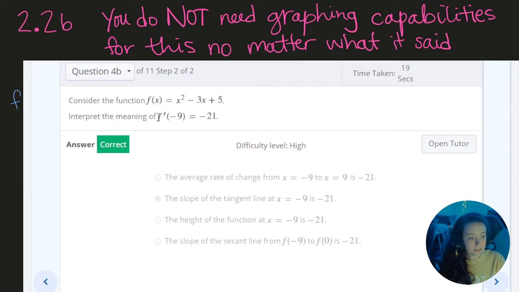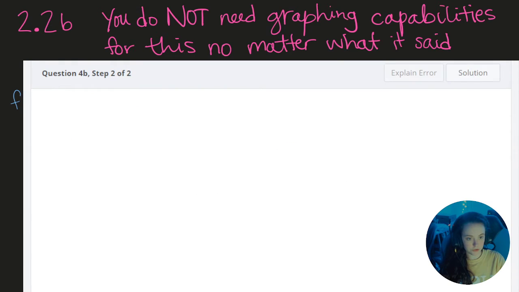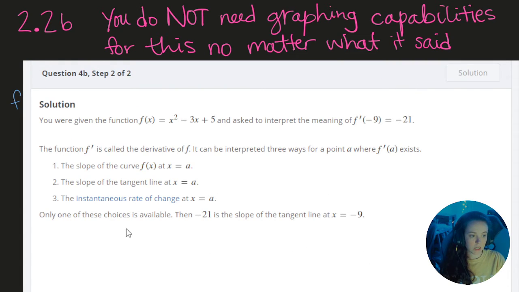Okay, now this one is the one where you would be looking for a slope. So that automatically is going to eliminate this one and this one. So then, in this case, I'm going to open the tutor just to explain this a little better.